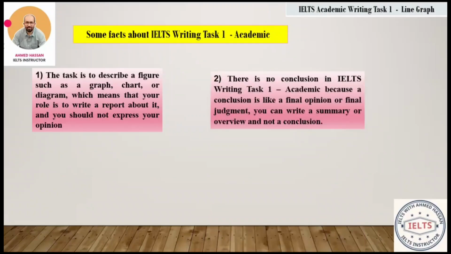Secondly, there is no conclusion, as in IELTS writing task 2. In IELTS writing task 2, you should write a conclusion. In IELTS writing task 1 academic, there is no conclusion, because a conclusion is like a final opinion or final judgment. And here you should not express your opinion. So accordingly, you should not write a conclusion.